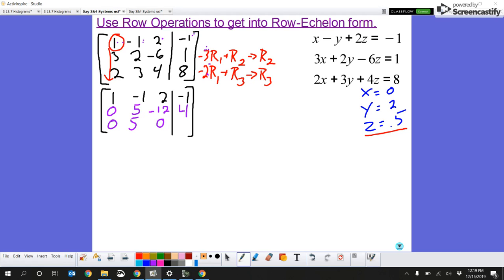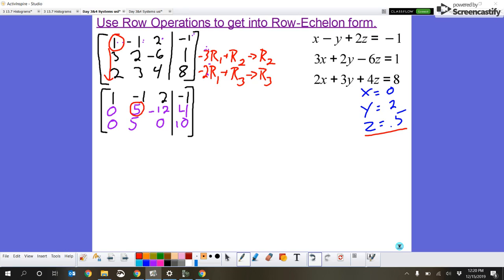-2 times -1 is 2 plus 8. That is going to get us 10. All right. Now, we're going to move on to our next thing. We got to get a 1 right here. Now, I'm going to do something a little wild here.